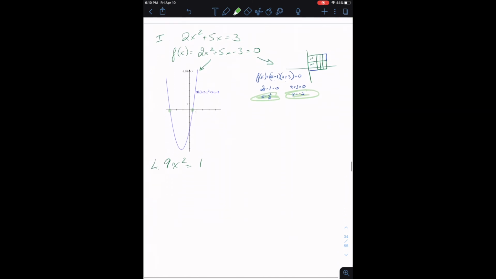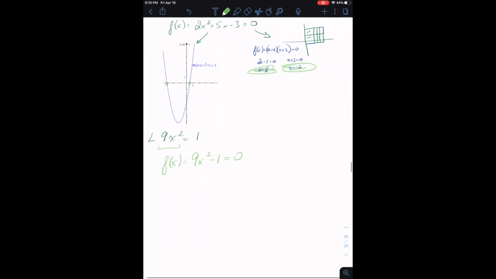I'm going to let you pause and head back to J and K, and then let's take a look at I. So if we have 9x squared equals 1, we could say that this is our associated function, but that would be a little bit more challenging than saying f of x equals 9x squared minus 1 is the associated function, and we're looking for when that equals 0. So again, we're going to do the factoring first, and then we will find the graph.